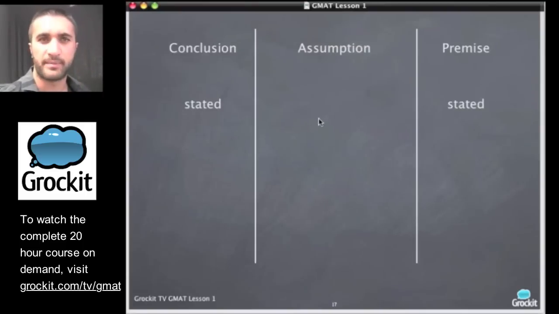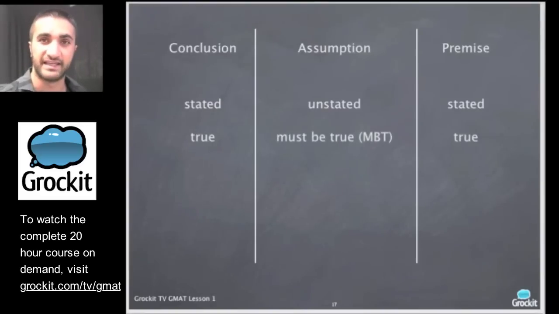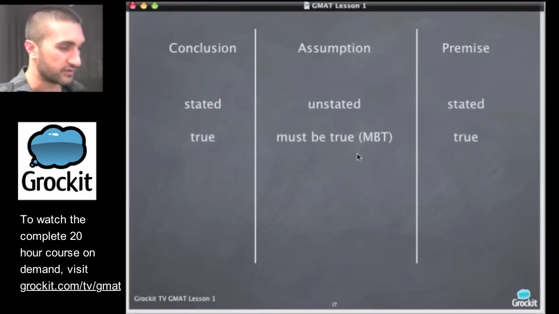So the conclusion and premise are always stated. You can always point your finger at them. And they're always true. Like we said, we should just understand them to be the case. We don't need to agree with them or disagree with them. They're stated and they're true. The assumption, on the other hand, is specifically unstated, and this is just part of the definition of what an assumption is: it is unstated, but it must be true for the argument to make sense. So the only real difference between an assumption and a premise is that they both must be true for the argument to make sense, but one is stated and one is not.